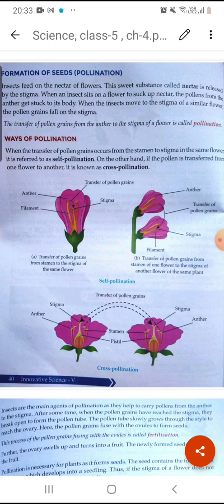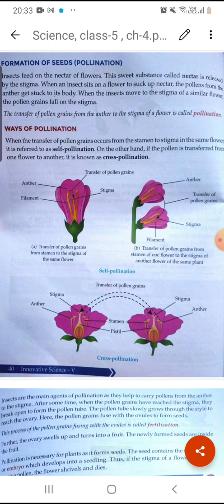That is referred to as self pollination, either in the same flower or another flower of the same plant. In figure B, you can see it is a different flower, but it is in the same plant.